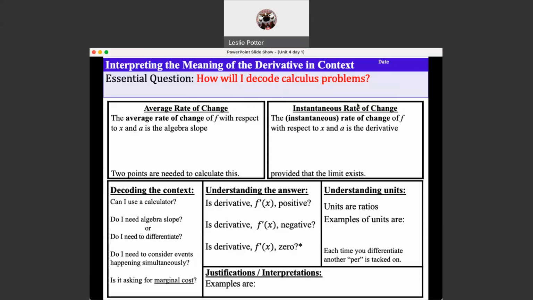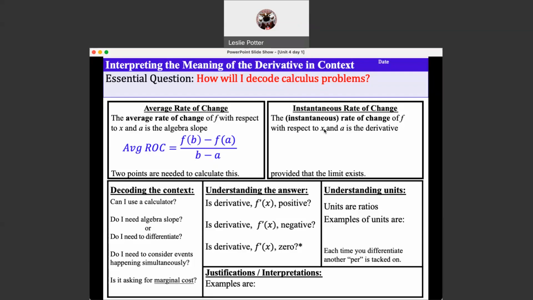Two vocabulary terms that we keep coming back to are average rate of change and instantaneous rate of change. So we know the average rate of change means algebra slope, right? It's an average, it's 2 points, it's the secant line. We don't have any calculus involved here. This is just going right back to algebra. So when you see average rate of change, or I call it average ROC, think algebra slope. That's what this is. Rise over run.